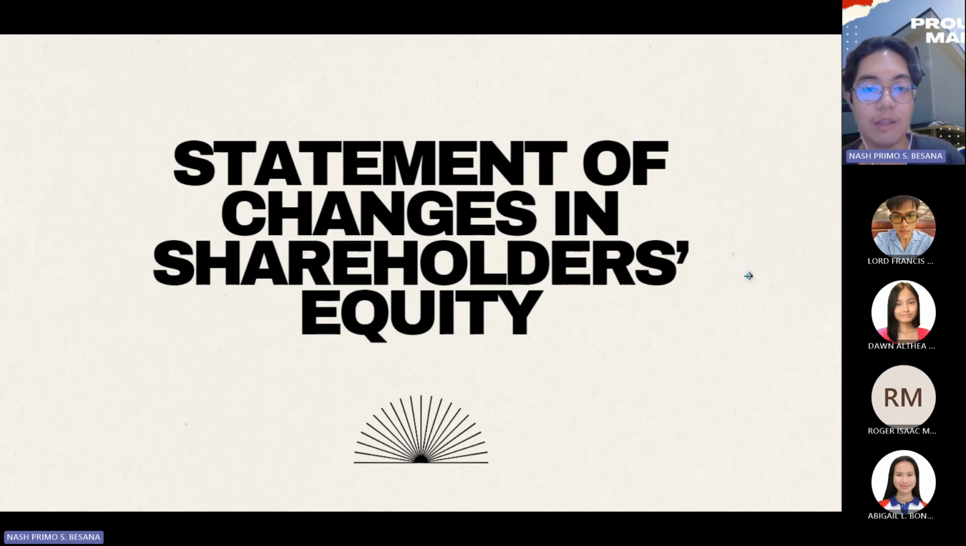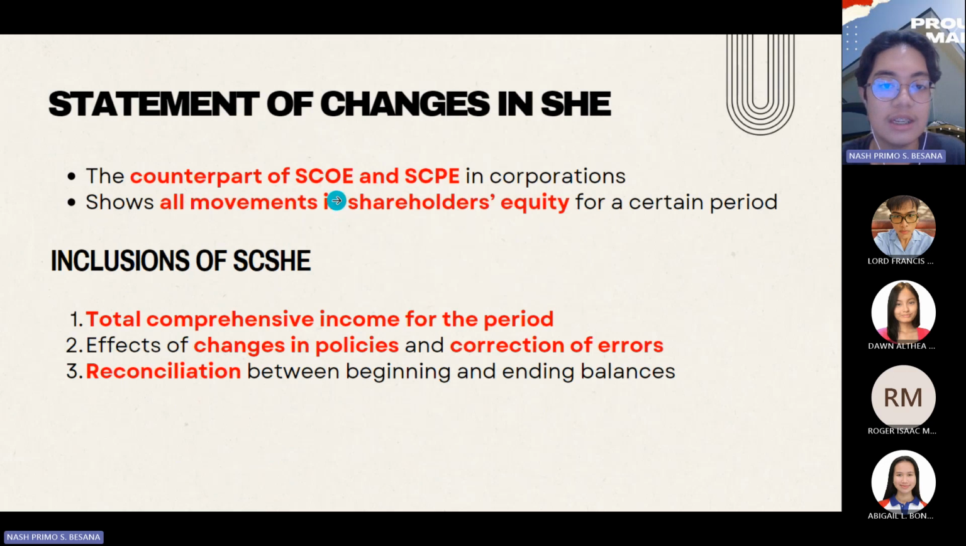And then next, we have the statement of changes in shareholders' equity. So this is the counterpart of changes in owner's equity and changes in partner's equity in corporations. As na daanan nyo na dun sa sole proprietorship and maybe sa partnership, meron din silang statement of changes in equity, di ba? But different yung structure nila. Yung sa owners kasi simple lang na changes talaga. Yung beginning, tas net income, tas withdrawals, tas ending na agad. Then sa partners, ganun lang din, but naparami yung columns kasi there are multiple owners.